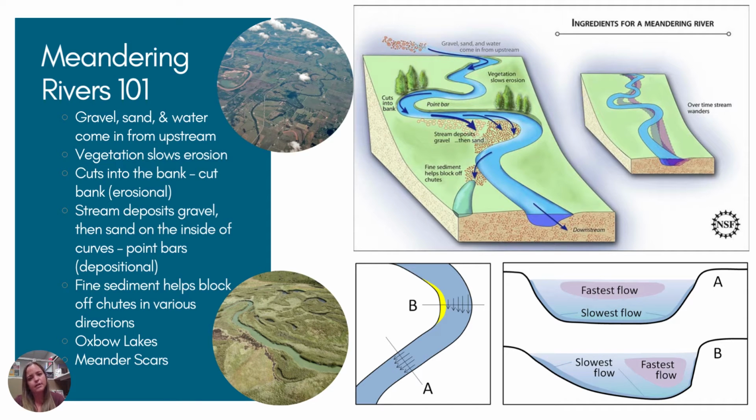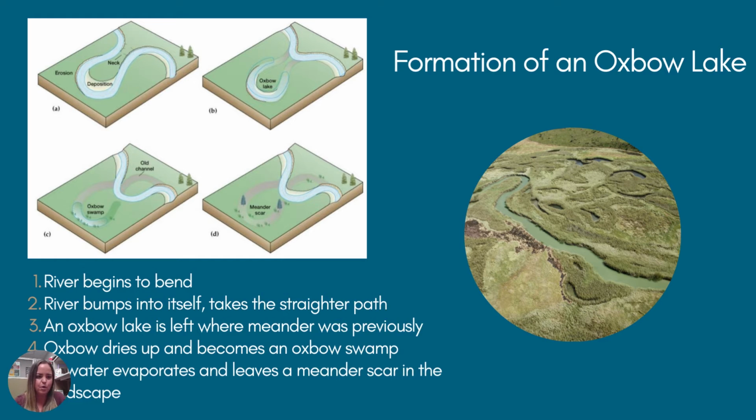Okay, so other things that are also formed here are things like oxbow lakes and meander scars. And so let me show you how an oxbow lake is formed. So as a river is snaking through the landscape, we start to see a lot of bends become curvier and curvier. And as they become more and more curvy, they start to bump into each other.